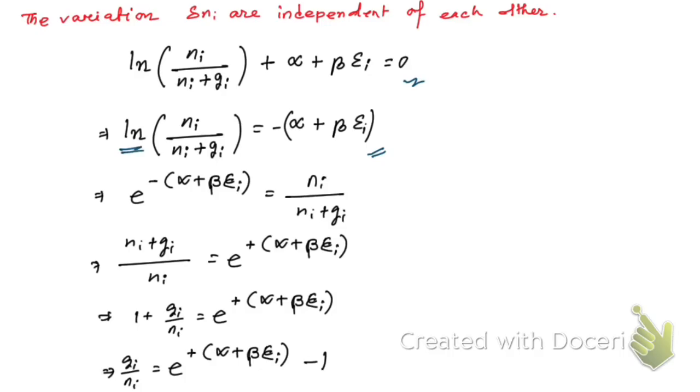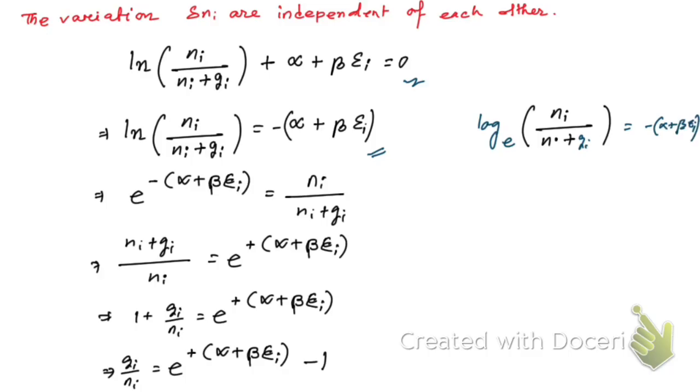So ln means natural log. When we say natural log, that means the base is e. So the log of this with base e is equal to minus alpha plus beta ei.